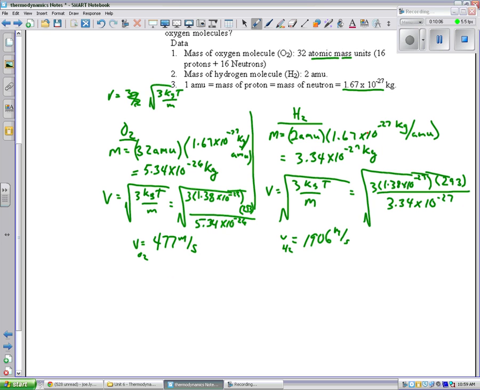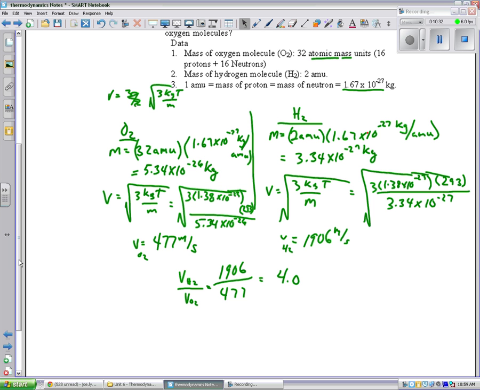Now, the question is asking for the ratio of the velocity of the hydrogen molecules to the velocity of the oxygen molecules. So VH2 over VO2 is equal to 1906 divided by 477. And if you do that, you end up with 4.0. So the hydrogen molecules are going 4 times as fast as the oxygen molecules.